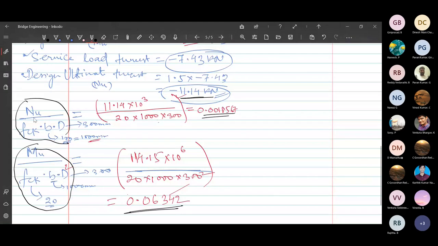Okay, so it is Mu by fck bd and Mu by fck bd square. Okay, so that ratio is coming as 0.0018567567 and the other one is coming as 0.06342.